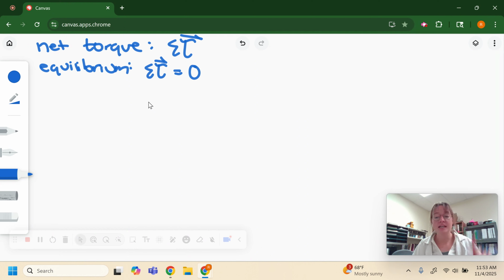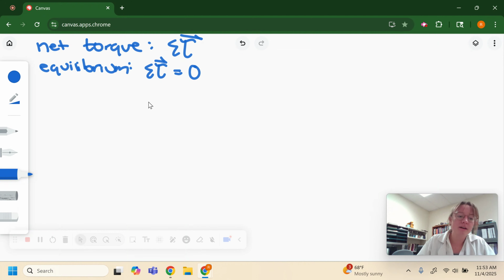If you have a state of equilibrium, an object that is spinning will not speed up spinning. It will not slow down spinning. It'll keep on spinning at a constant velocity. That means that the net torque is 0. An object that is not spinning will keep on not spinning if it's in a state of equilibrium.